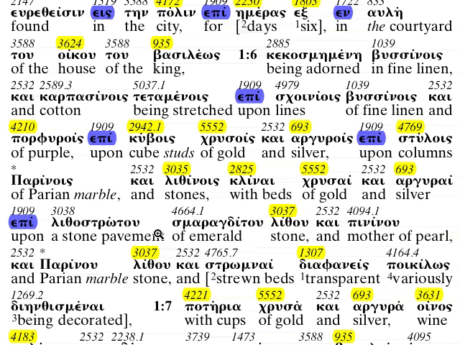Kline, beds of chrysae and argyre. Kline, we have incline and recline, has to do with laying down. Upon, epi, a stone pavement of emerald stone, lithu, and mother of pearl, and Parnian marble stone, and transparent, like a lace, diaphanis. Phanos in English is a transparency, being decorated with variously transparent strewn beds.